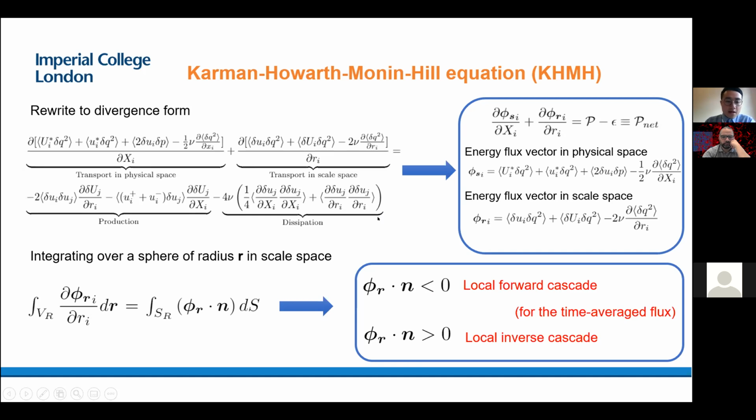The physical meaning of this flux can be explained by integrating, for example, the divergence of the scale flux over a volume with radius r. Using the Gauss divergence theorem, this ends up as a surface integral. If the product between the energy flux vector and the unit normal vector at the surface is negative, energy is transferred inwards, representing a local forward cascade. If the product is positive, energy is transferred outwards, representing a local inverse cascade.